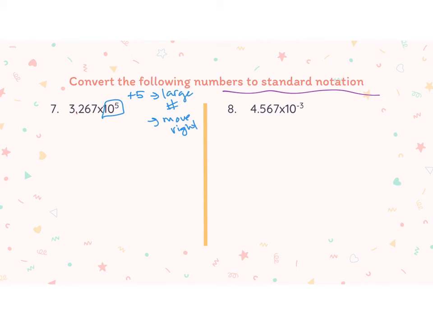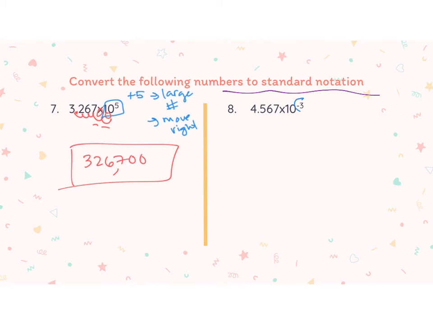So I'm going to take this decimal point right here, and I'm going to move it out 5 places. I go 1, 2, 3, 4, 5. Now, these last 2 that don't have a digit in them, I'm going to fill in with zeros. So my number looks like 3, 2, 6, 7, 0, 0, and then I come back and put in my comma. That's 326,700.